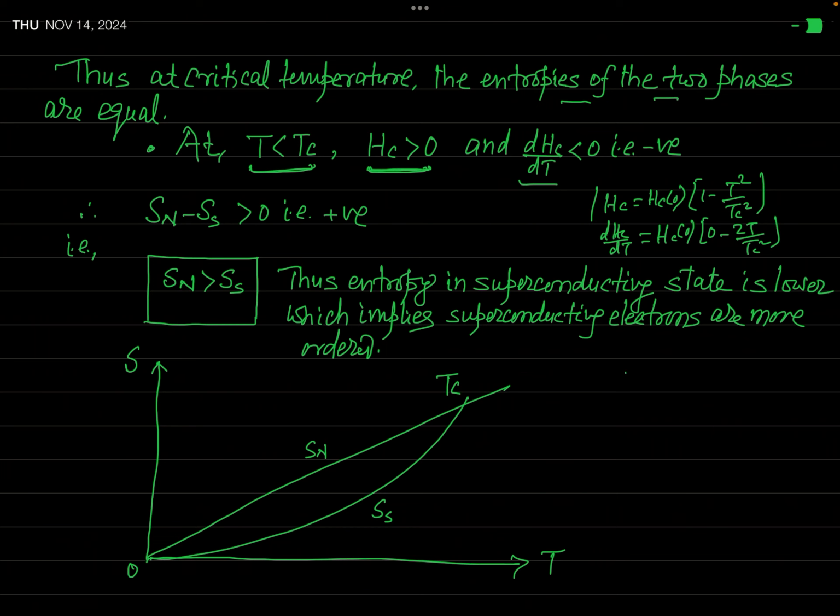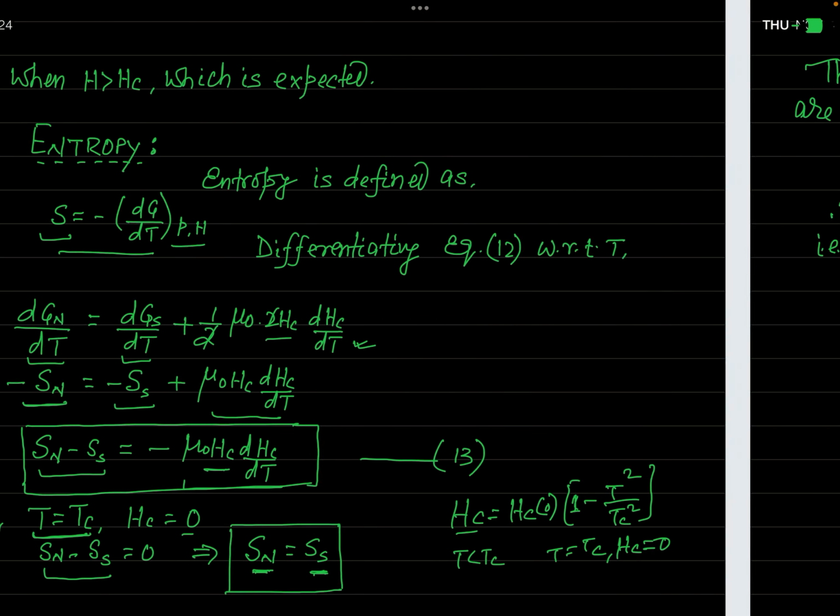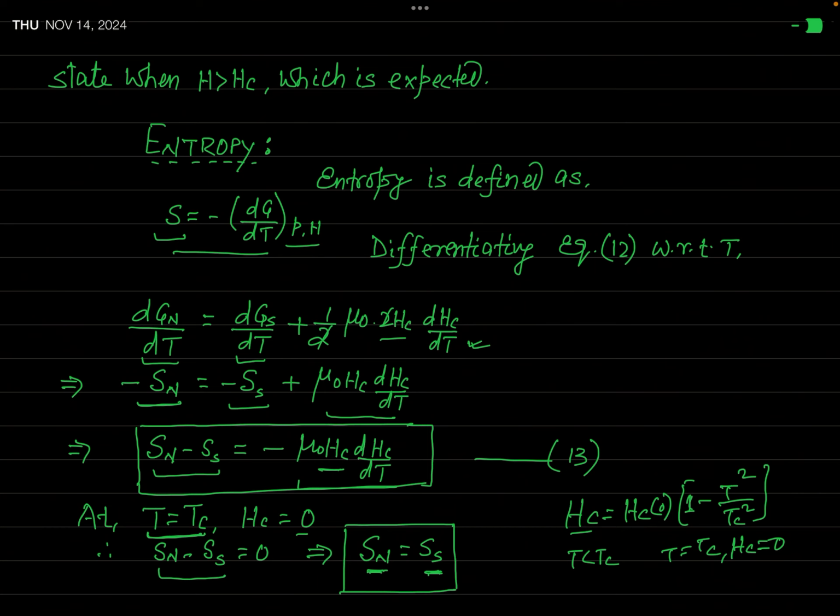So what you are seeing here is that dHc by dt is equal to minus 2Hc0 t divided by Tc square. So you can see that this dHc by dt is negative, less than 0. And if it is negative, then this minus sign in the RHS will become plus.